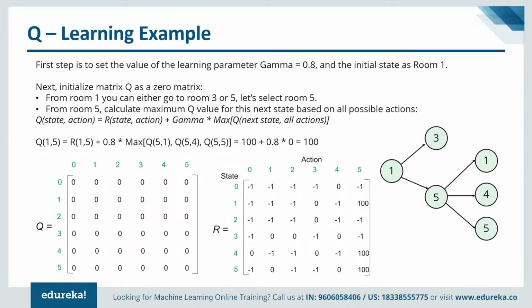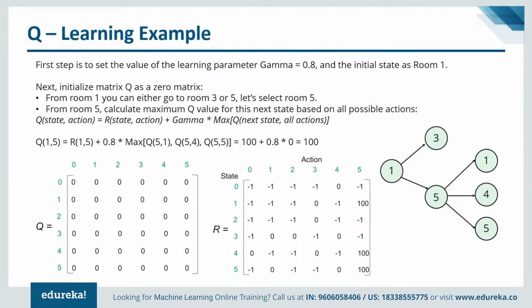This is the Q learning formula. Right now we are traversing from room number 1 to room number 5. This is our state. So here I've written Q(1, 5). The 1 represents our current state, which is room number 1. Our initial state was room number 1, and we are traversing to room number 5. It's shown in this figure, room number 5.